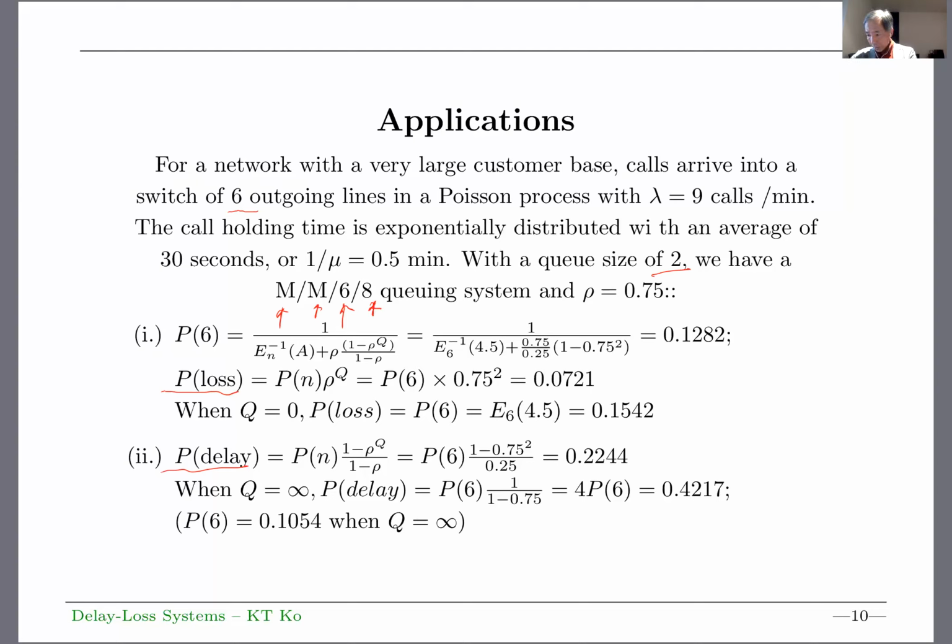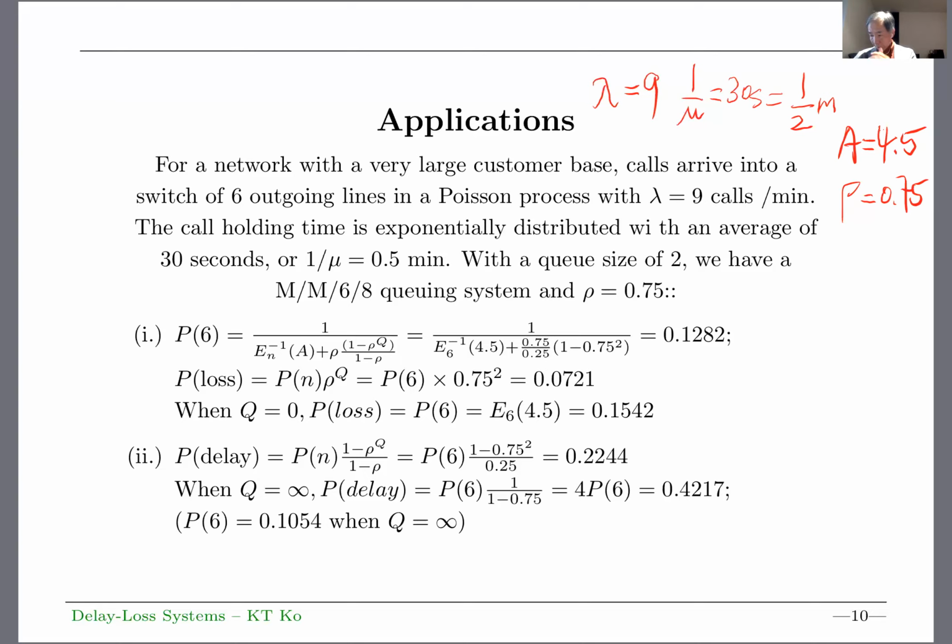So if you look at the parameters, lambda is equal to 30. No, sorry, I'm wrong. Lambda is equal to 9, and 1 over mu is 30 seconds. So lambda is 9 calls per minute. You have to change that into minutes, which is about half a minute. So we have 9 calls per minute, and what you have now is A equal to 4.5, and therefore rho, A divided by 6, is equal to 0.75.